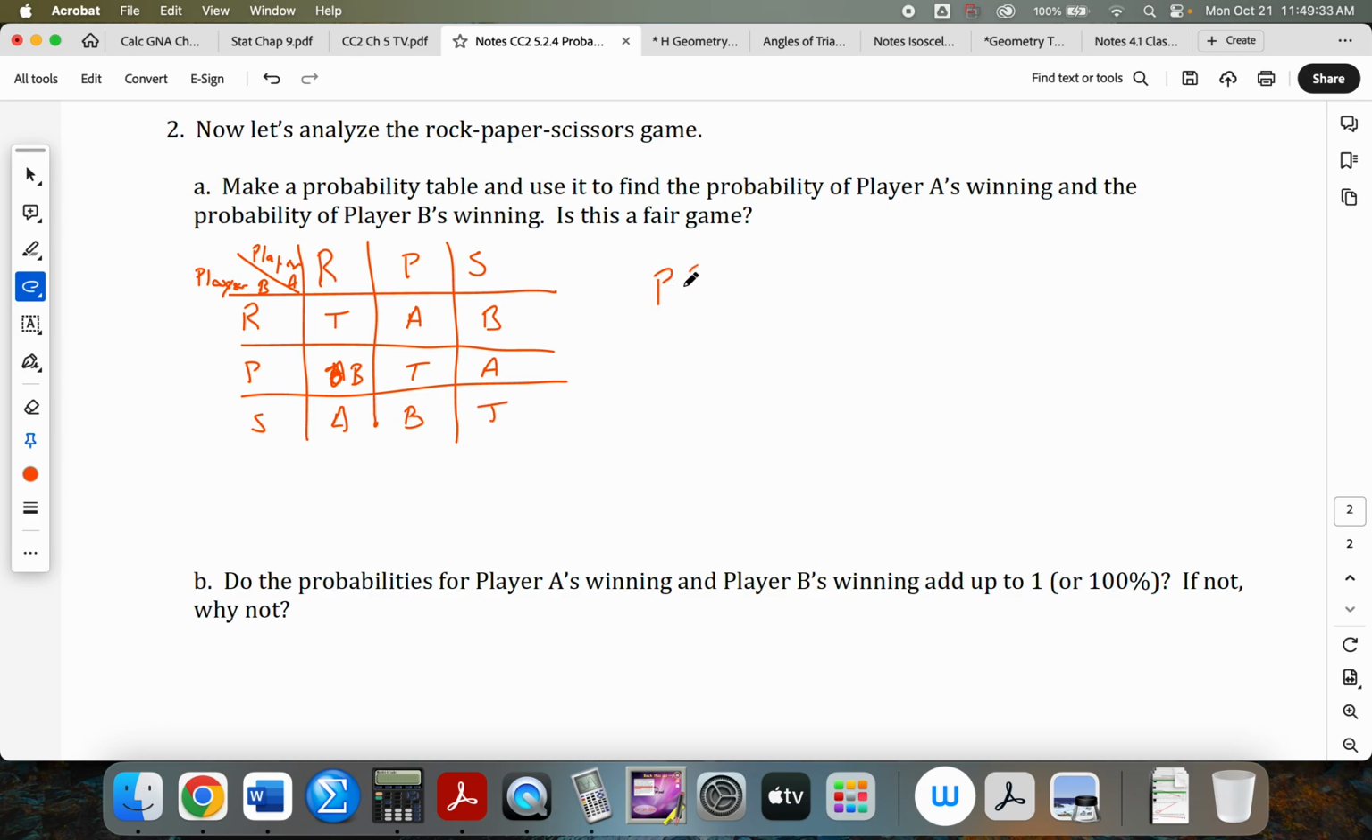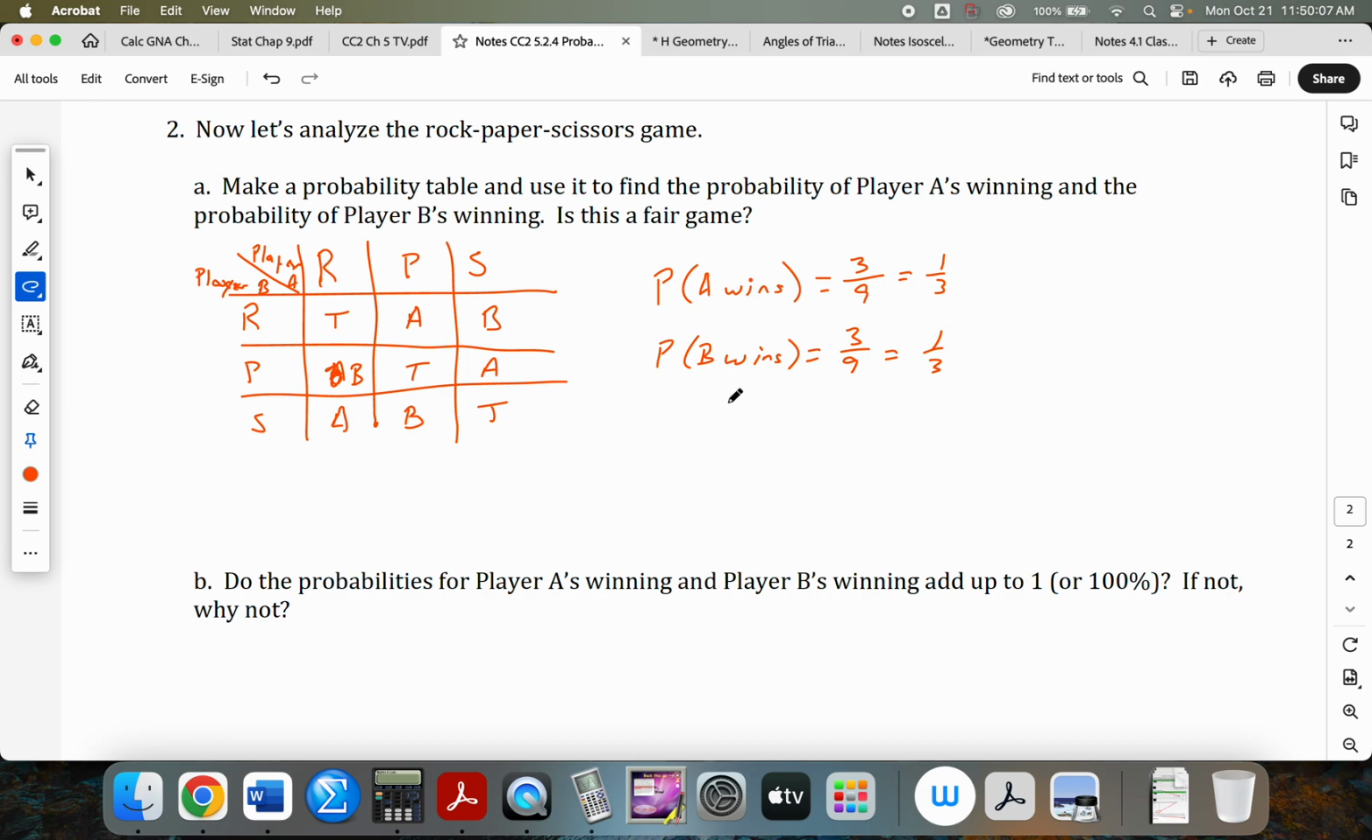So how do we figure the probability that A wins? Not what is it, but how do you figure that? It's 3 out of 9. There are 9 total possibilities. 3 of them have A winning. That's 1 to 3. The probability that B wins, there's 1, 2, 3 places where B wins. That's also 1 to 3.